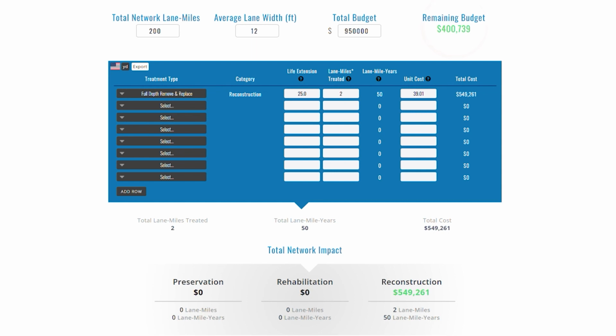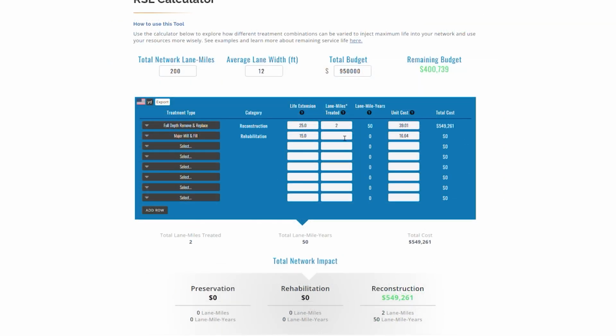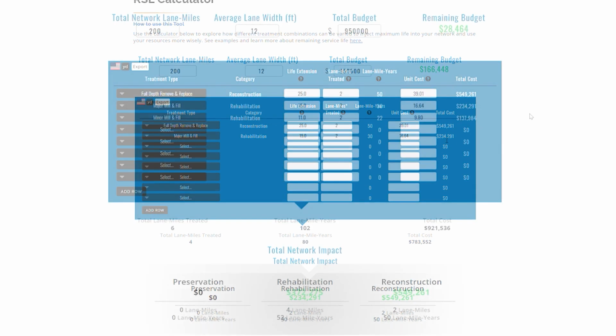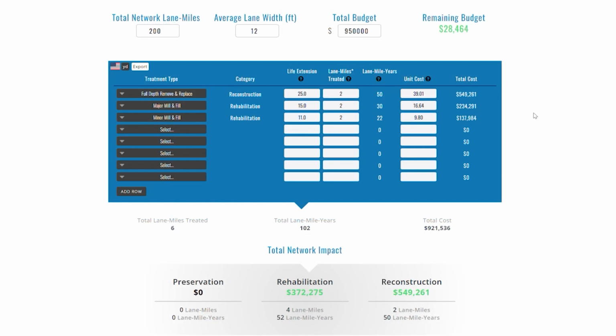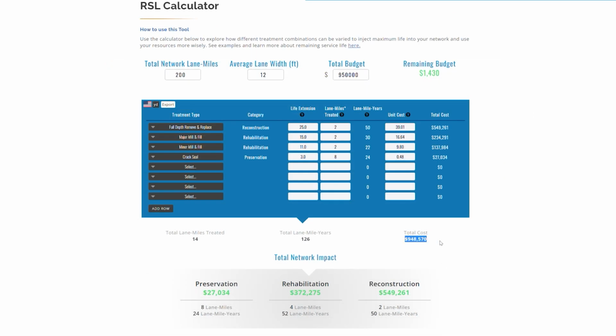Notice the cost of this project has influenced my remaining budget in the top right. I'm also planning to perform a major mill and fill for another 2 miles. That shows I'm adding 30 lane mile years with this intervention. Next, 2 miles of minor mill and fill. And finally, 8 miles of crack seal. Now, the calculator has totaled my figures, including added lane mile years. This annual plan only addresses 14 lane miles in my network.